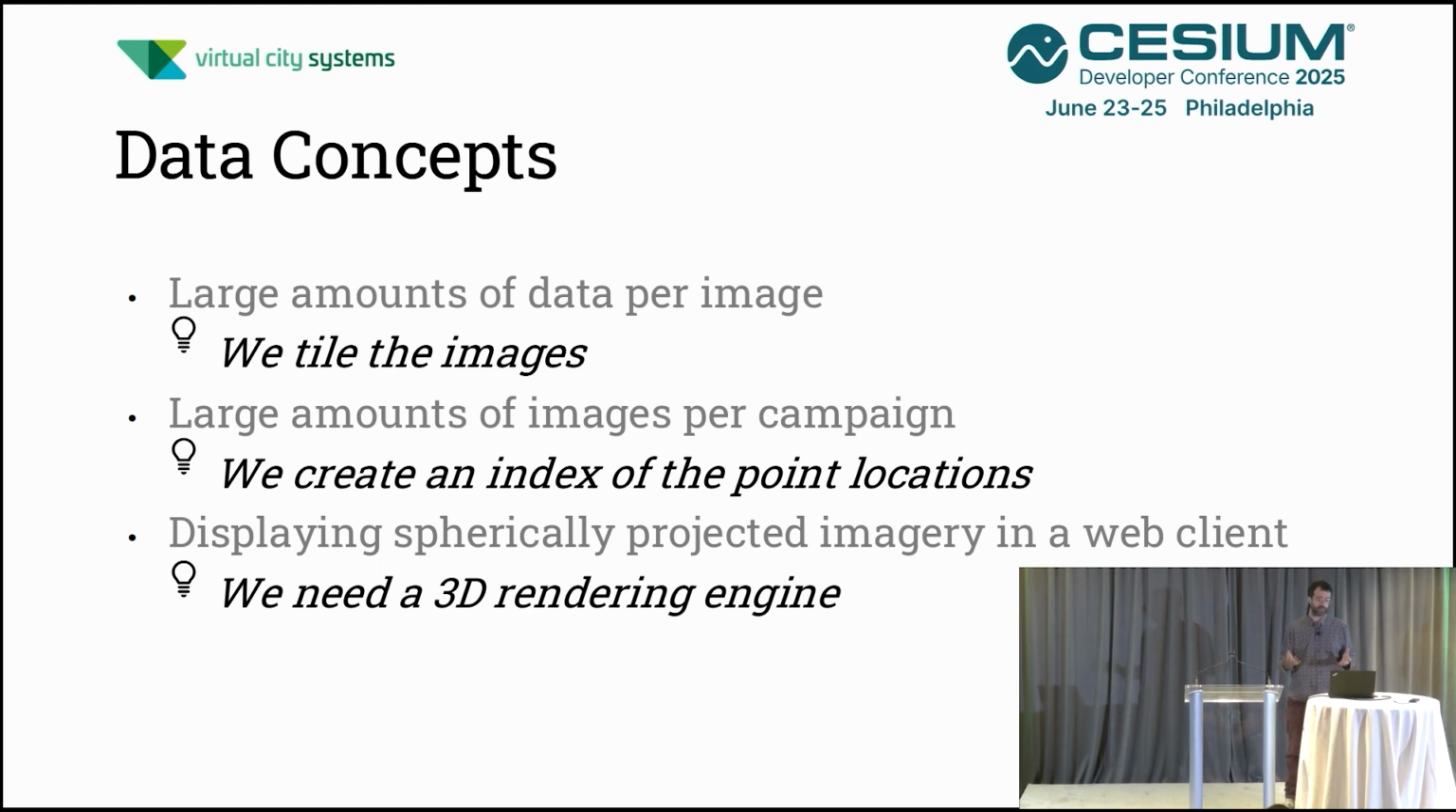For large amounts of points, you need to index them. So every image is taken at a certain location, and you can index that. So you can query it, and you can somehow place points in your vicinity while you navigate the map.